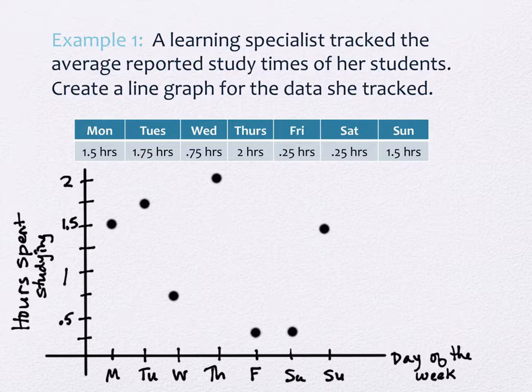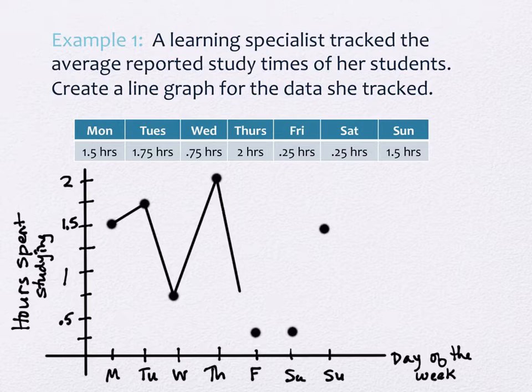And we're really just going to connect the dots. Okay, so it's going to look like this. We have to connect them in order, obviously, from Monday to Tuesday to Wednesday and so forth. And it would look like that.